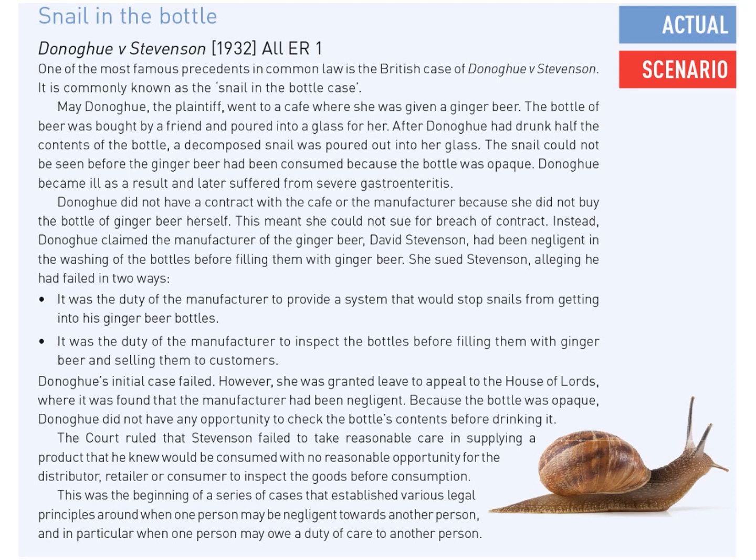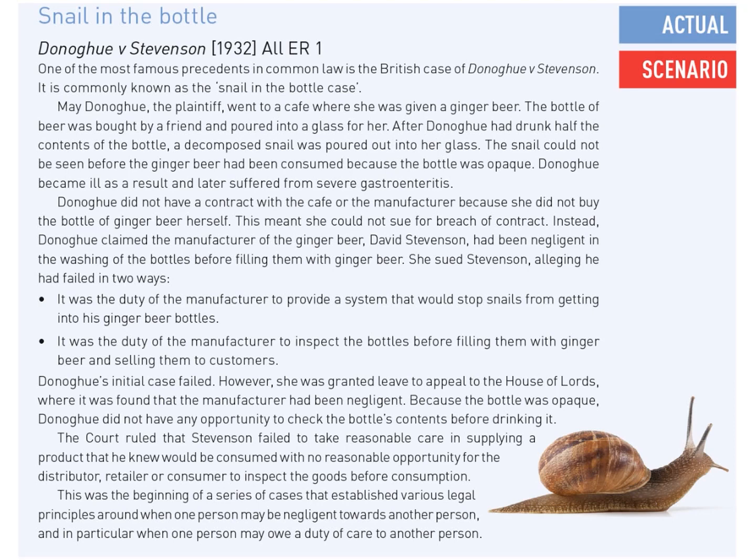So this is one of the most famous precedents in common law. It's the British case of Donoghue v Stevenson. It's commonly known as the snail in the bottle case. So May Donoghue, the plaintiff in this case, went to a cafe where she was given a ginger beer. The bottle of beer was bought by a friend of hers and poured into a glass for her. After Donoghue had drunk half the contents of the bottle, a decomposed snail was poured out into her glass. The snail could not be seen before the ginger beer had been consumed because the bottle was opaque, meaning it was not clear, it wasn't see-through.